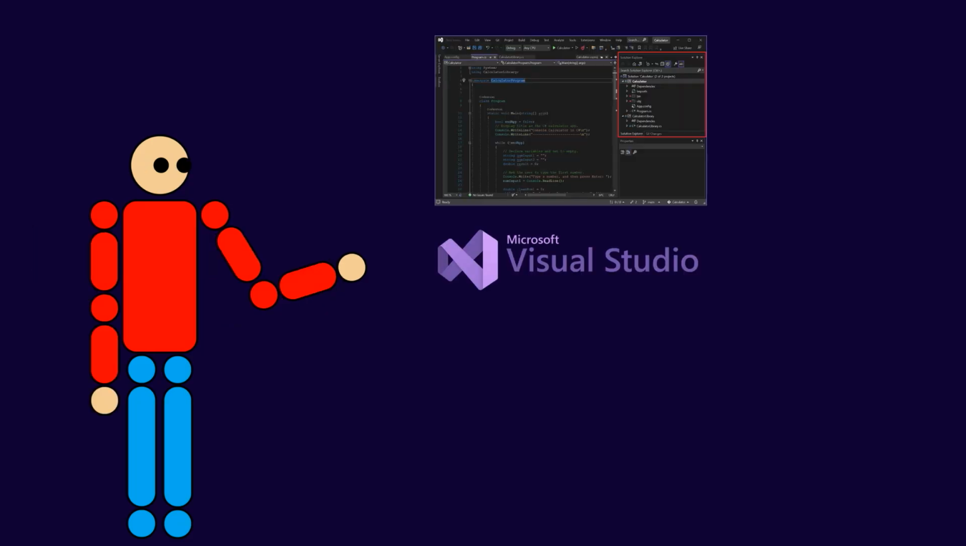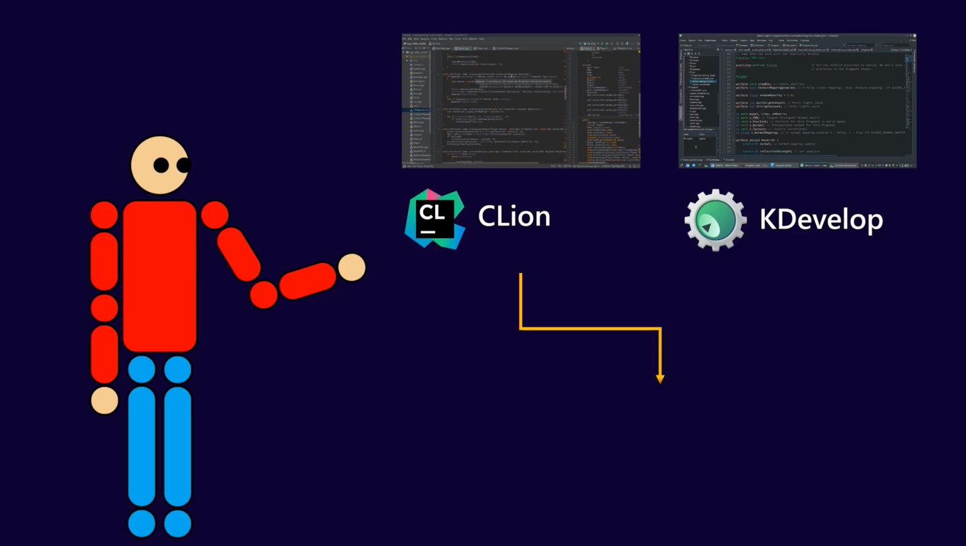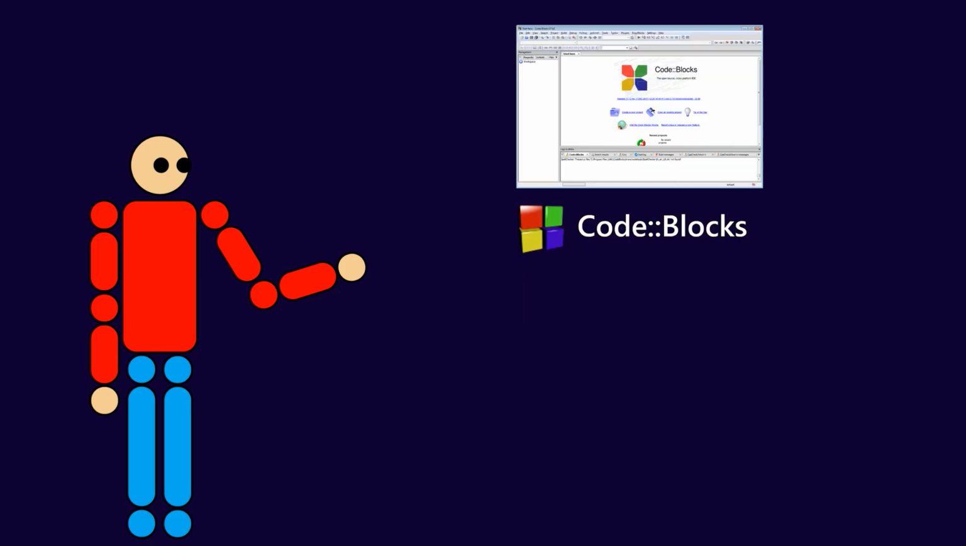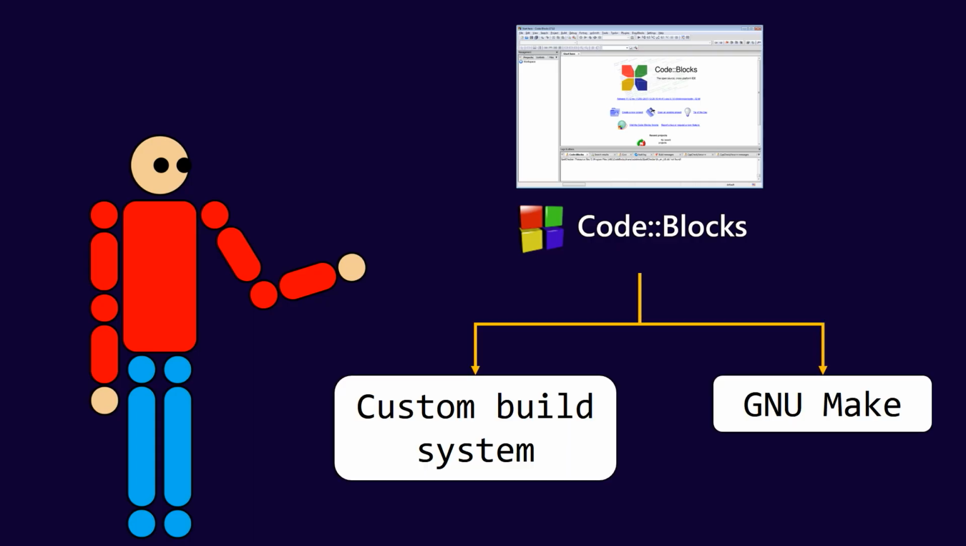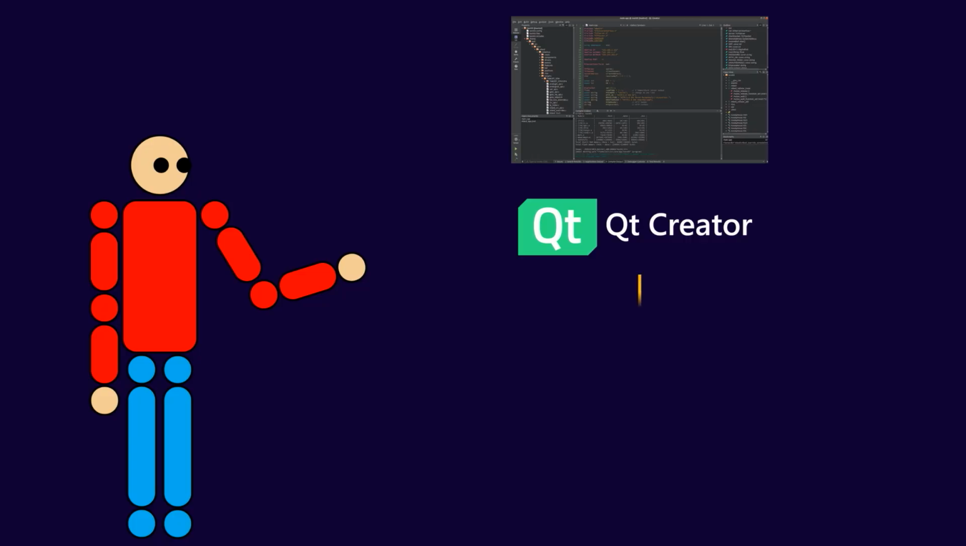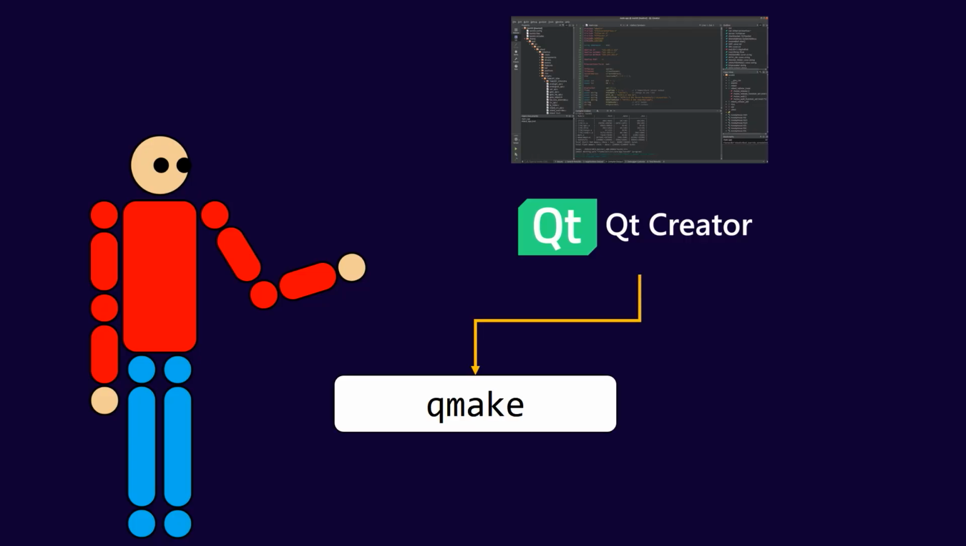Visual Studio uses its own build system based on MS Build. CLion and KDevelop use CMake to generate build scripts for many build systems. CodeBlocks has its own build system, but it can also use GNU Make to build projects. Qt Creator uses Qt's own QMake build system, but it can also use CMake. From these examples, it is clear that there is not a single way to build programs.